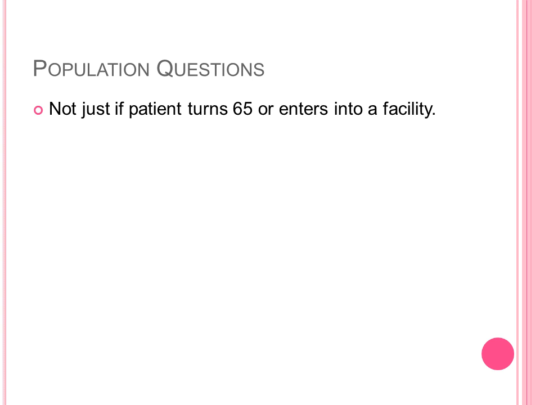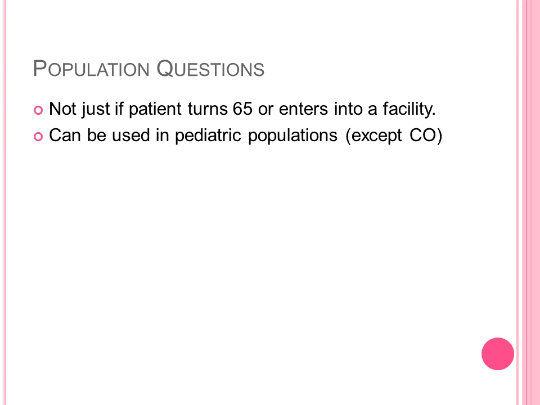Some common questions we get are around the intended POLST population. First, just because a patient turns a certain age, like 65, doesn't mean they are automatically appropriate to have a POLST form. Many 65-year-olds are too healthy for a POLST form, but should be encouraged to complete an advanced directive if they don't already have one. Similarly, just because a patient enters into a facility, such as a nursing home, doesn't mean they are automatically appropriate for a POLST form either. POLST forms can be used in pediatric populations, except in Colorado.